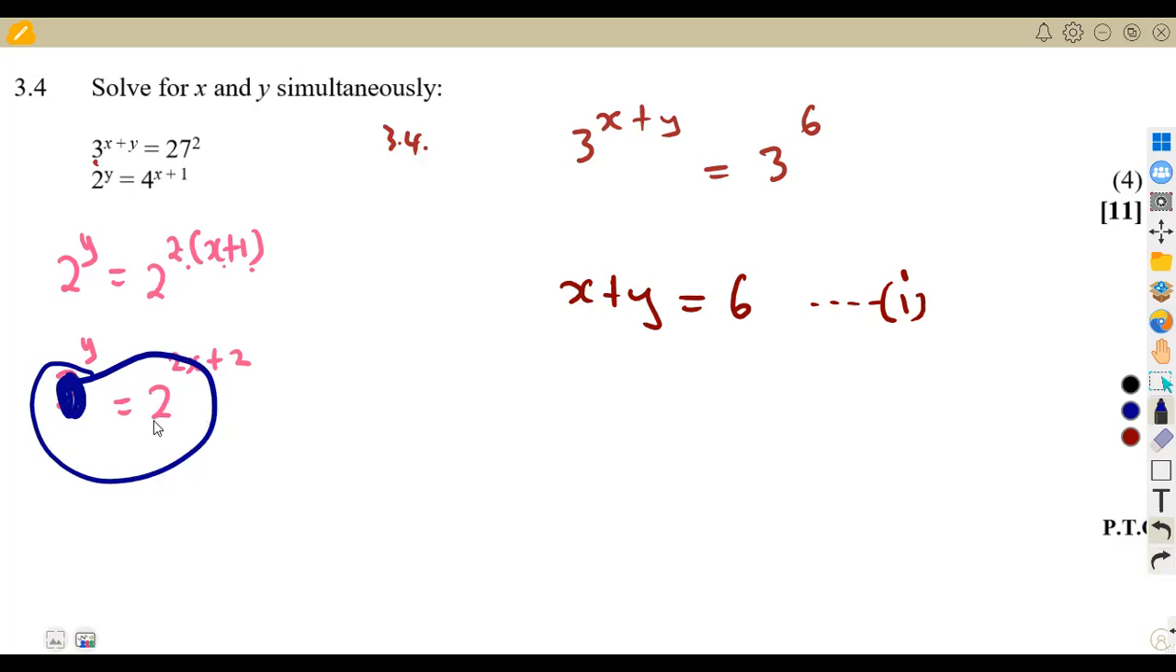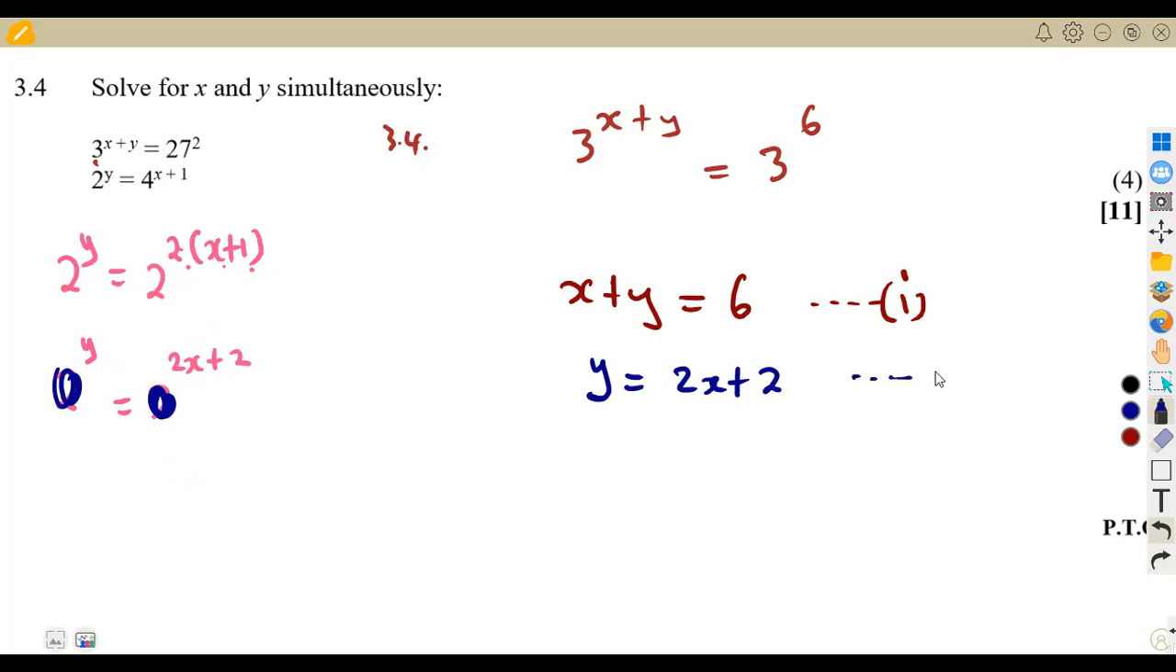We can see there's a 2 here, there's a 2 here, they are the same. So you are going to equate your exponents, which is y and x plus 2. That is 2x plus 2. So that's another equation that you're going to formulate. Y is equal to, because we saw that this and this are the same, so y is going to be equal to 2x plus 2. So y is equal to 2x plus 2. All right, so this is going to be our second equation. Or I can just write equation 1, equation 2, simply one and the same thing.